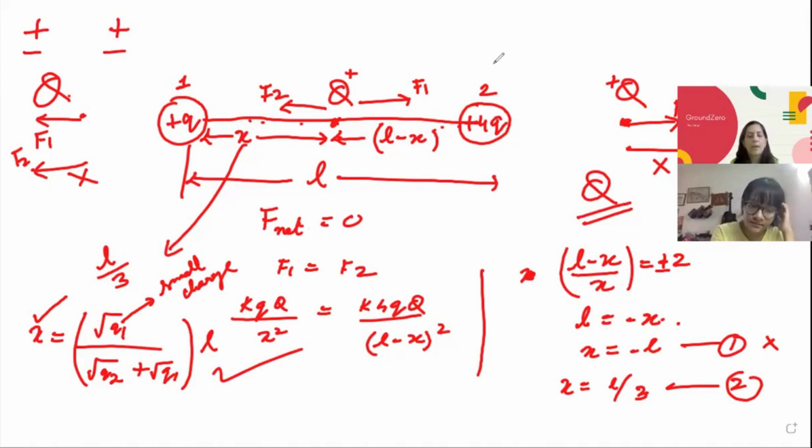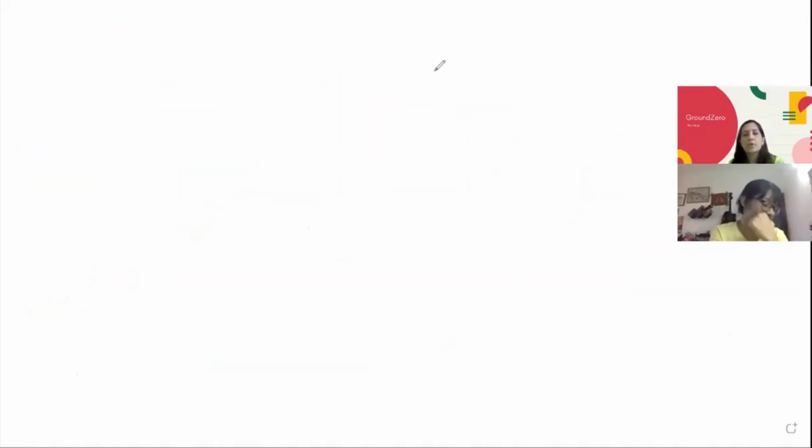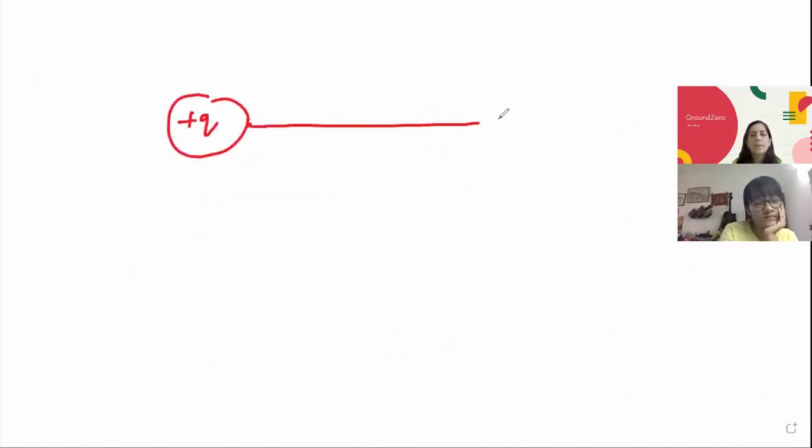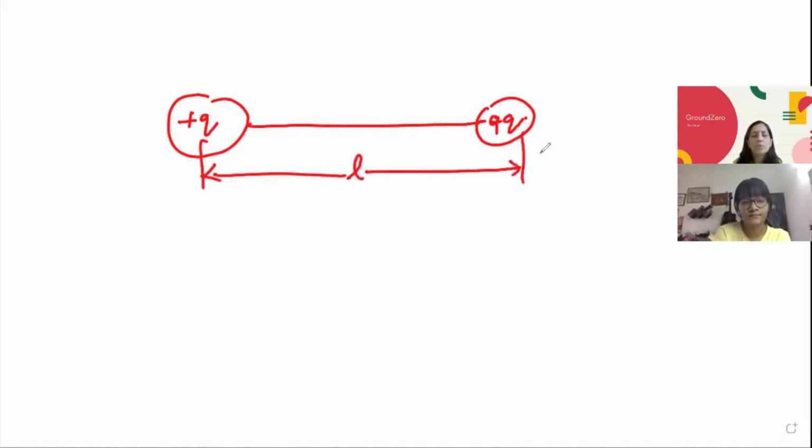Now let us suppose one charge is positive and one is negative. One is +q and another one is -9q. The distance between them is L. Now where should you place the charge q, let us take it as positive, so that it is in equilibrium on the line joining the two point charges? How will you decide where to keep it?